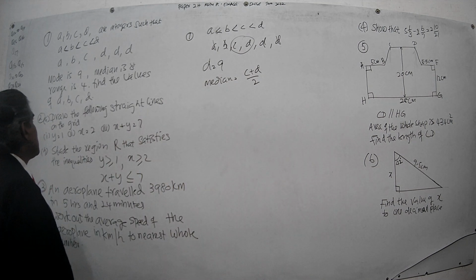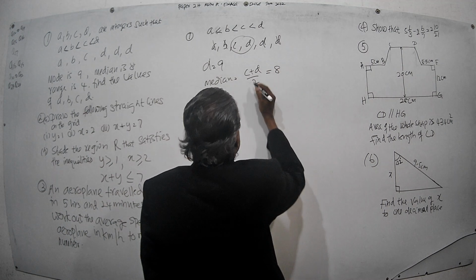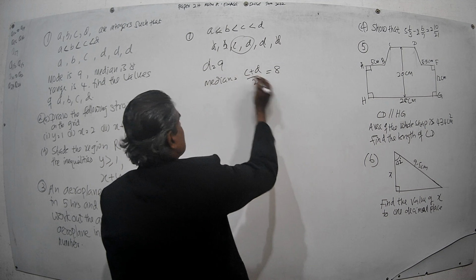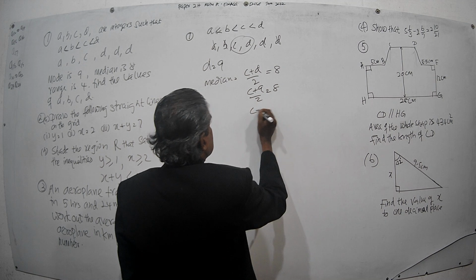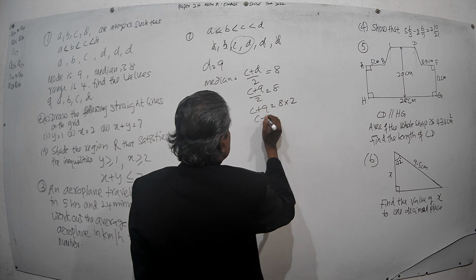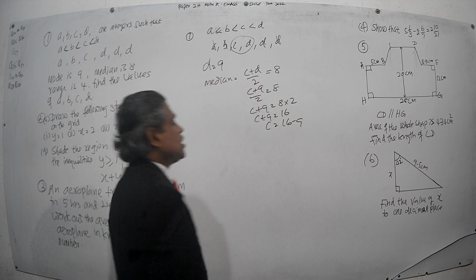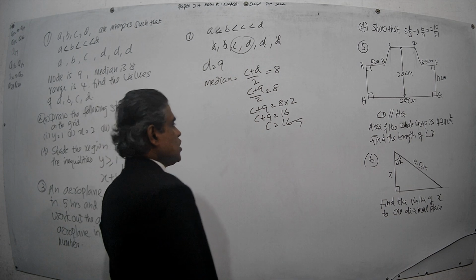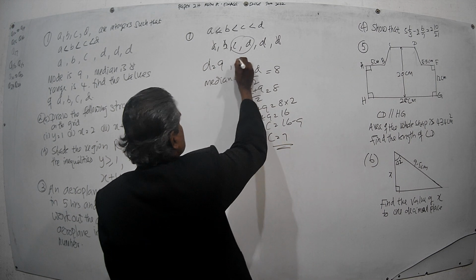They say the median is 8, so equate this way. From the mode we know D is 9. Then substitute: C plus 9 over 2 equals 8. Take the 2 to the other side, division by 2 becomes multiplication by 2. C plus 9 equals 16. C equals 16 minus 9, which is 7. Therefore C equals 7.